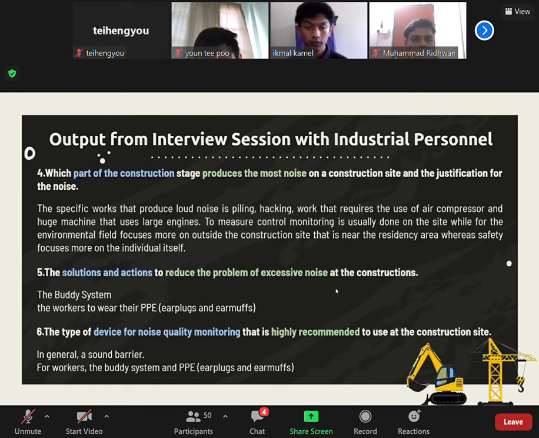The solution and action to be reduced at the construction is the body system, which the worker need to wear the PPE, personal protective equipment, which is earplug or earmuff.